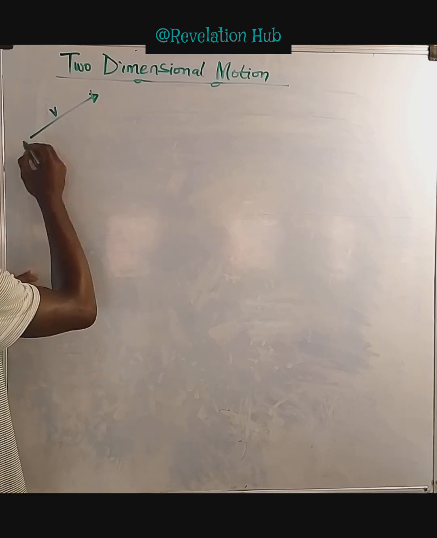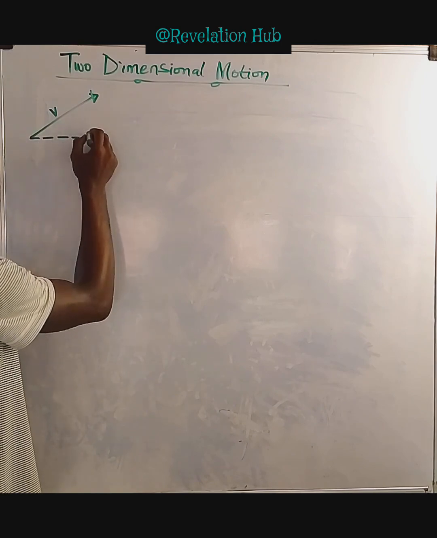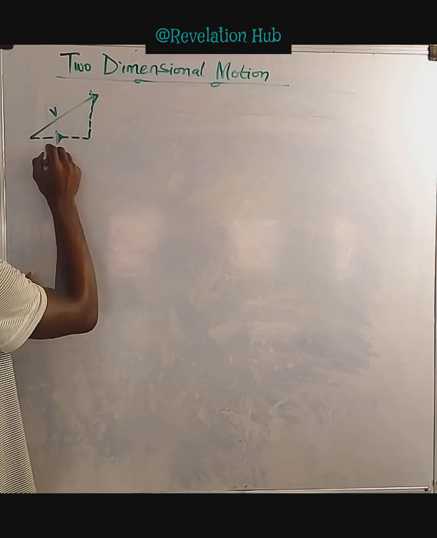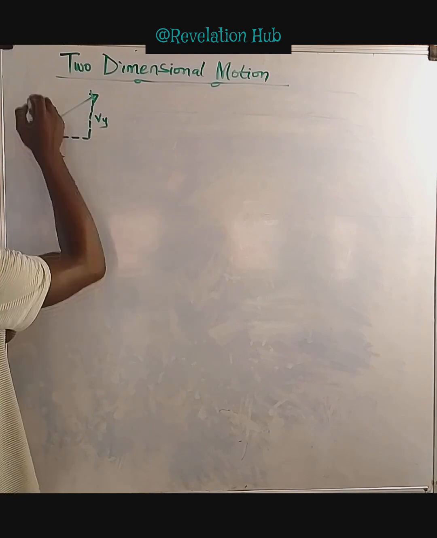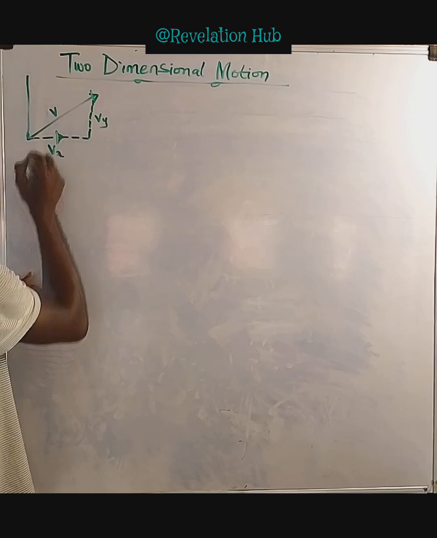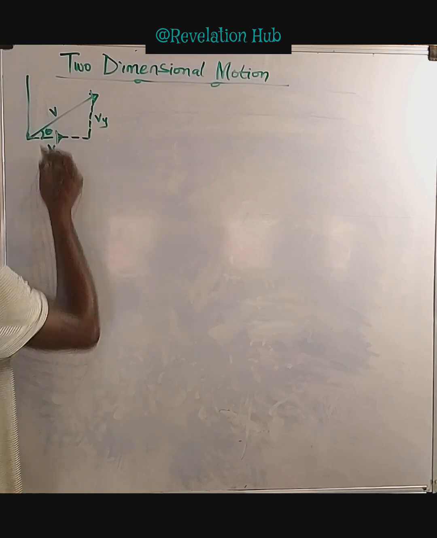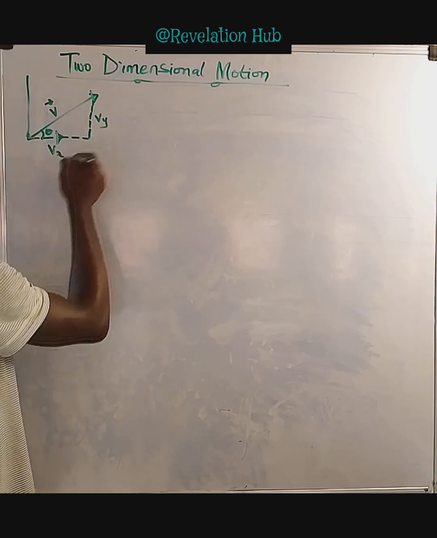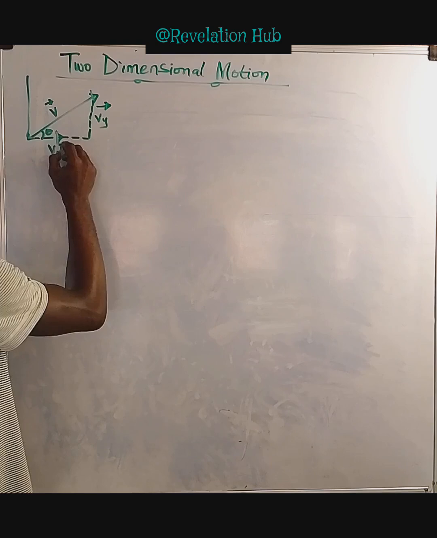So if a body moves with this kind of velocity, it means the body experiences two kinds of components. The body moves along the x-axis and along the y-axis, positive x and positive y. The body moves along x and along y, let's say at this angle with the horizontal. So this is the resultant of the movement. This velocity is a vector quantity, and it takes place in two dimensions, along y and along x.